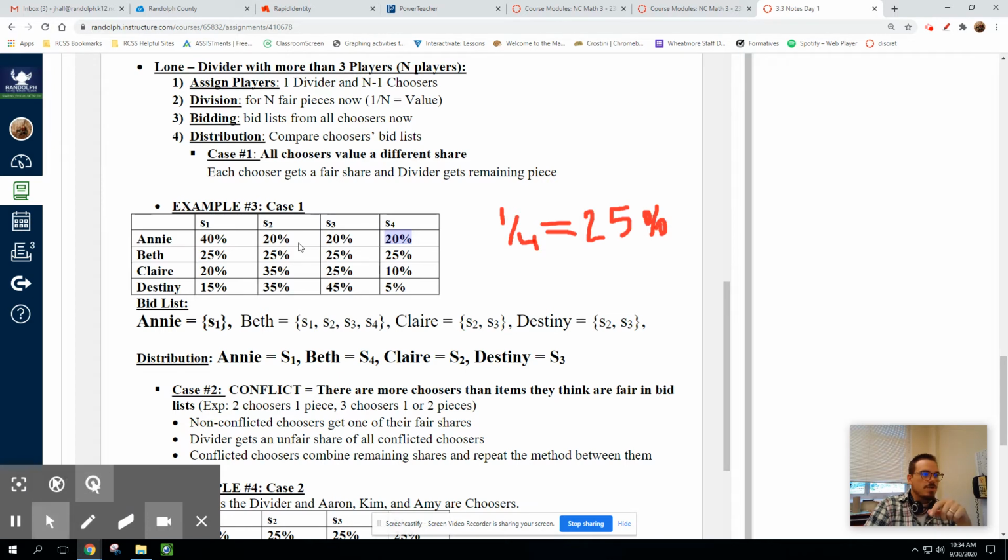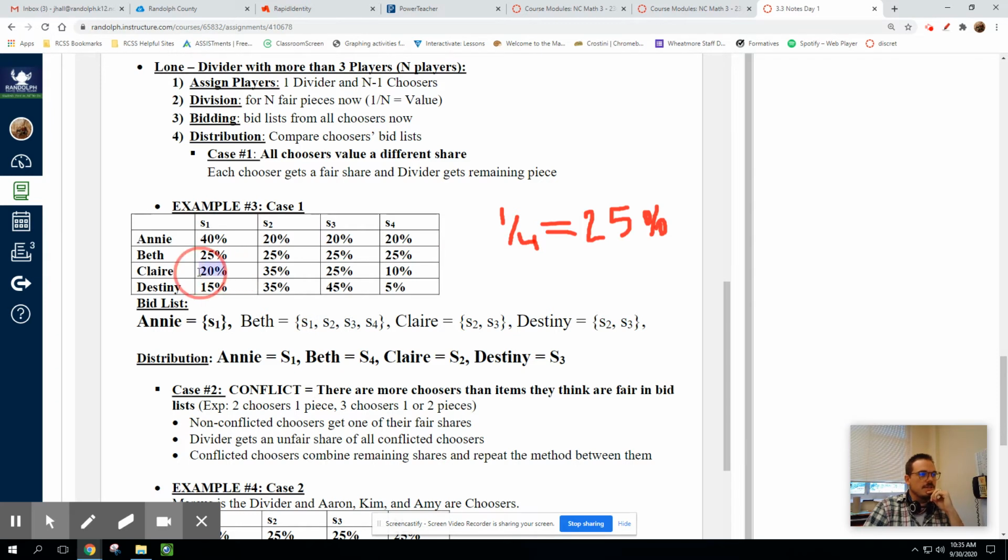So she doesn't consider any of these to be fair because, in her opinion, the only one she considers to be fair is S1. So that would be her bid list. I want S1. That's what I want. So for Beth, she considers all of them to be fair. So her bid list is S1 through S4, every piece.